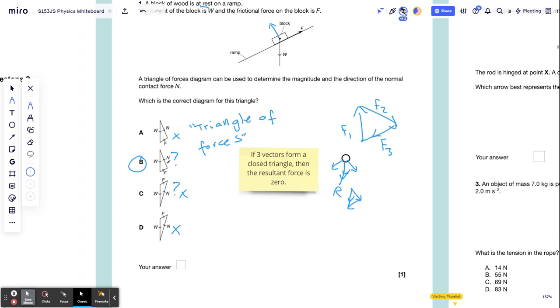So it could be B, and it can't be C because again F and N are set up wrongly, and it can't be D. So the only one it can be is B, just from understanding that principle. But another way you can realize that it's B is because N must be perpendicular to the slope, and that's the only one that has N going in that direction. So those are two reasons why it's B. Okay.